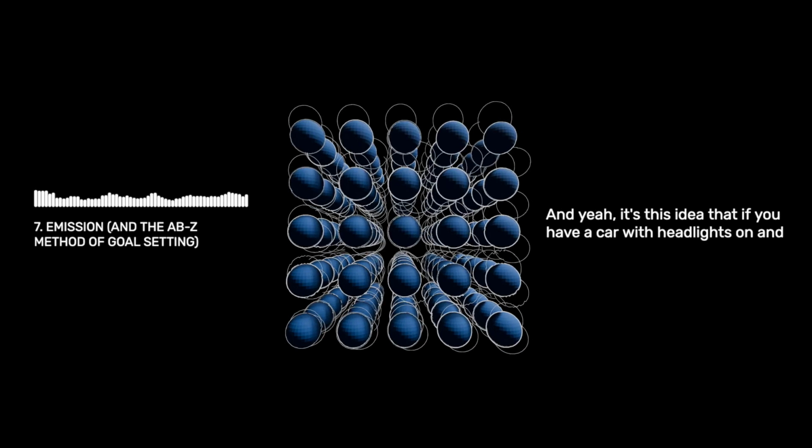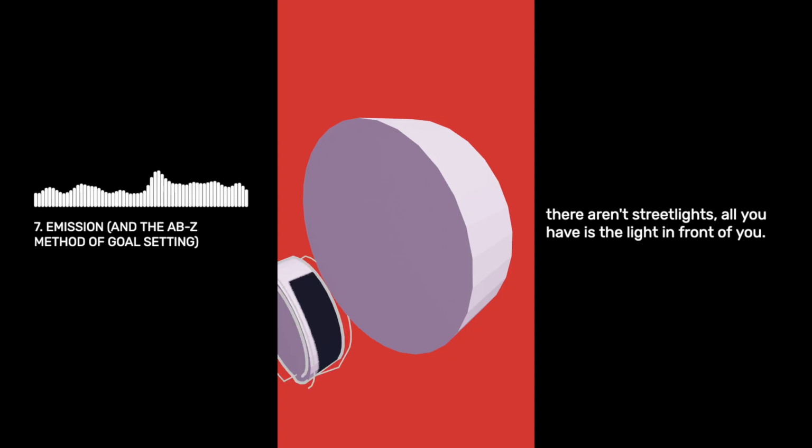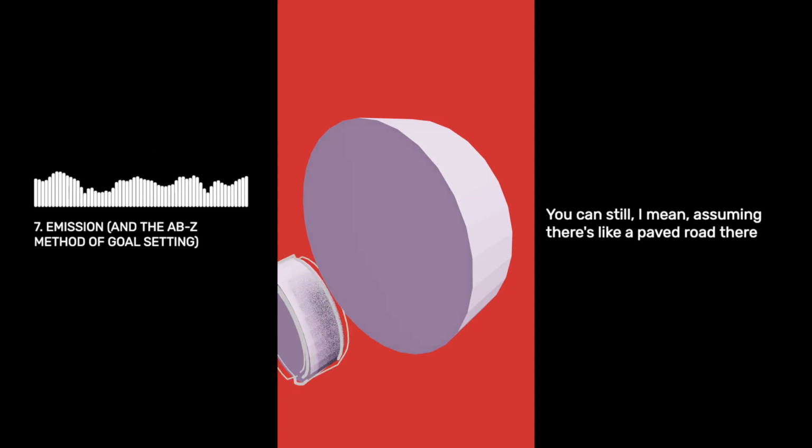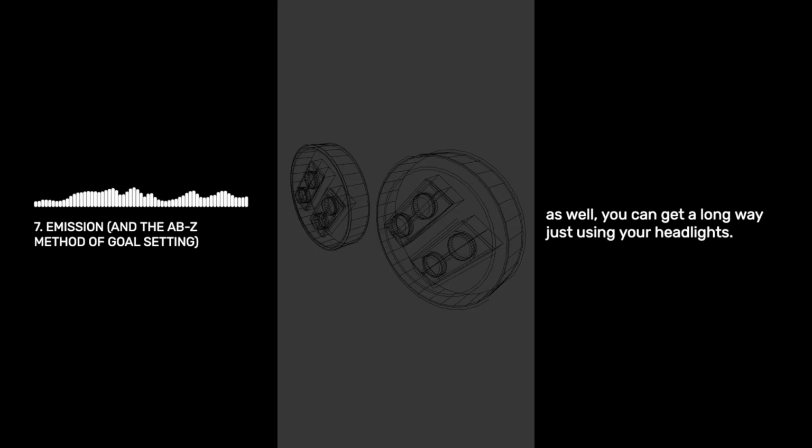And yeah, it's this idea that if you have a car with headlights on and there aren't street lights, all you have is the light in front of you. You can still, I mean, assuming there's a paved road there as well, you can get a long way just using your headlights.